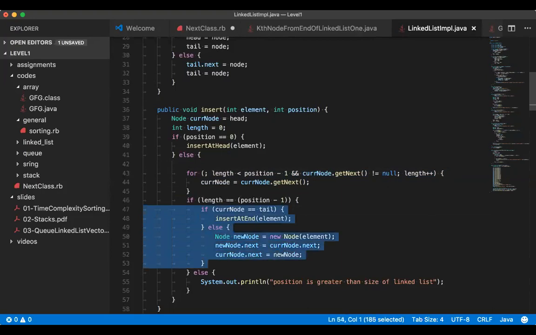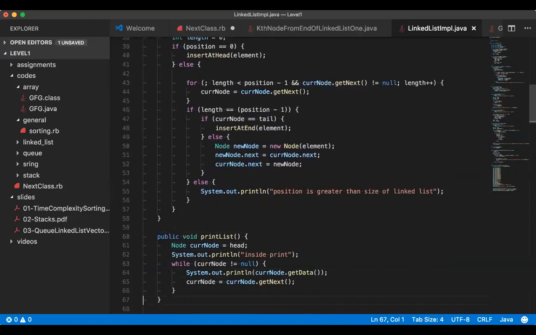But if someone who has more experience writes it, they can write it with the least number of if else. Otherwise, this is correct. This is going to work. So I'll write the code later and give it to you, which will not have a lot of if else. It will do the same thing as well. Okay. This insert is also correct.